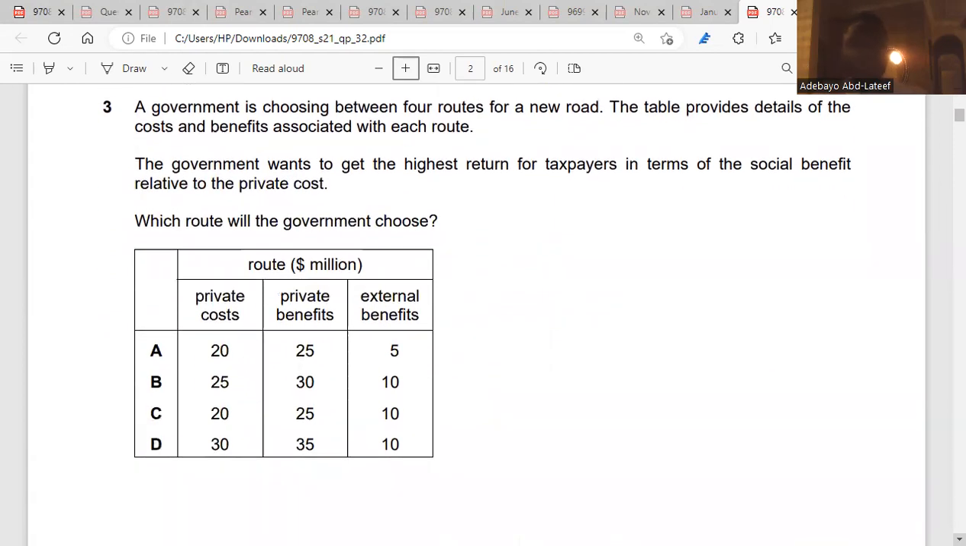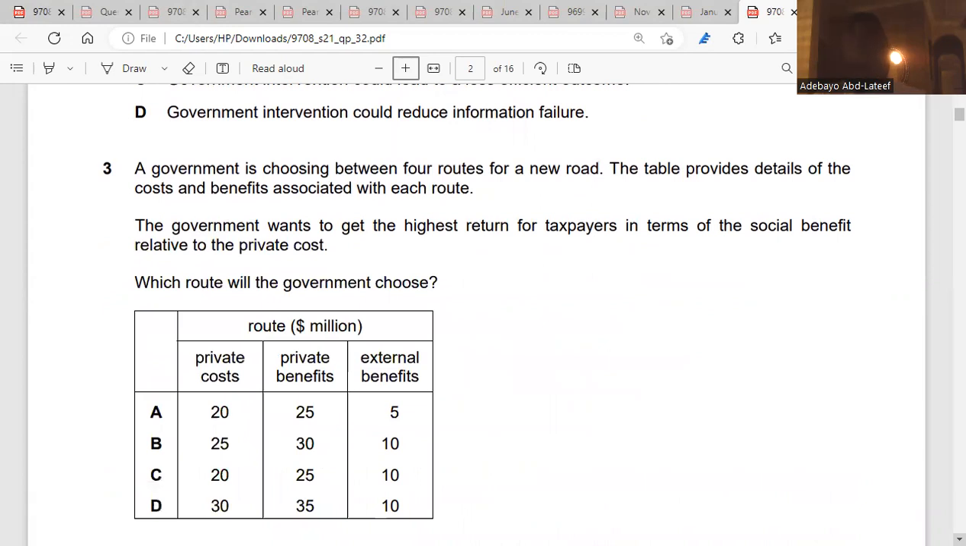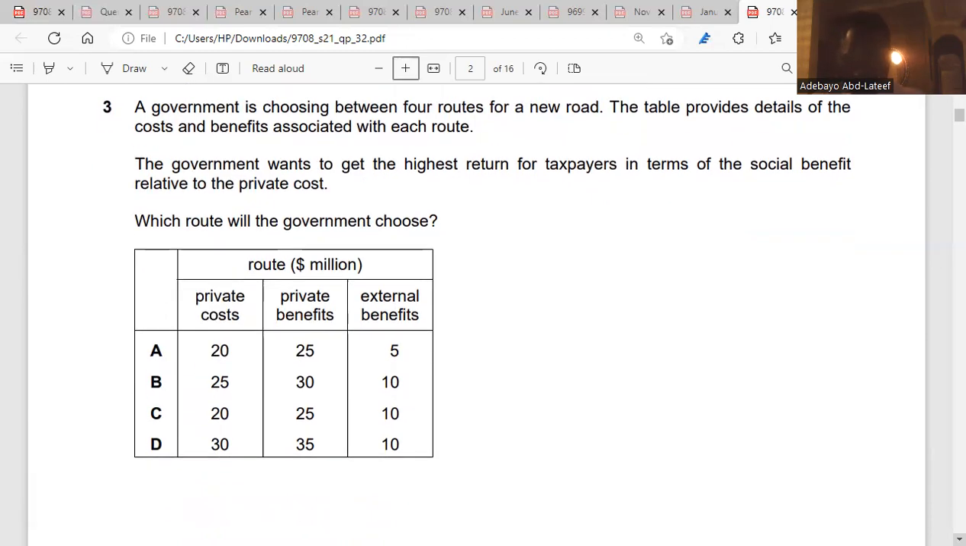A government is choosing between 4 routes of a new road. The table provides details of the cost and benefits associated with each route. The government wants to get the highest return for taxpayers in terms of the social benefit relative to the private cost. So the government wants to make sure that taxpayers are better off. So what could be done to make a choice here? Because the government wants taxpayers to also enjoy the benefit of paying their tax, we should find the place where the external benefit is more, the private benefit is more, and the private cost is less. Do you get the point I'm making here?